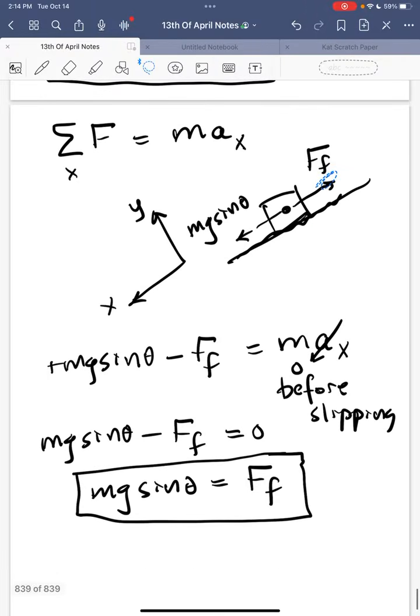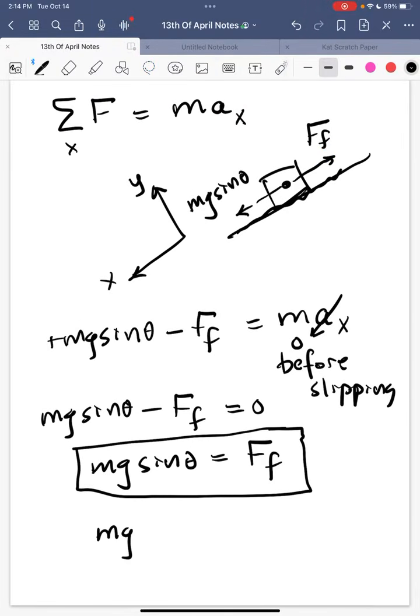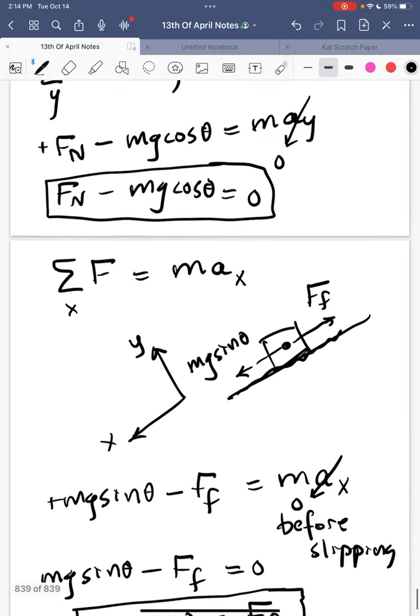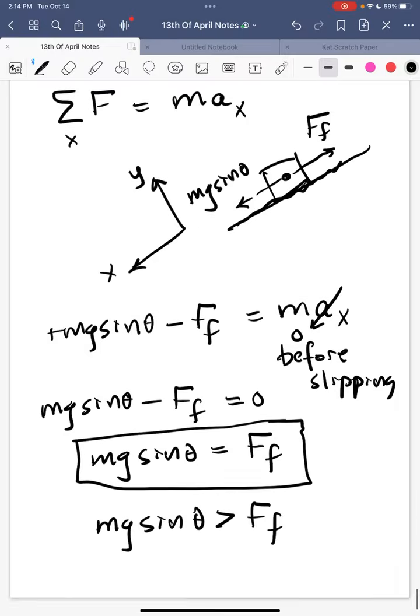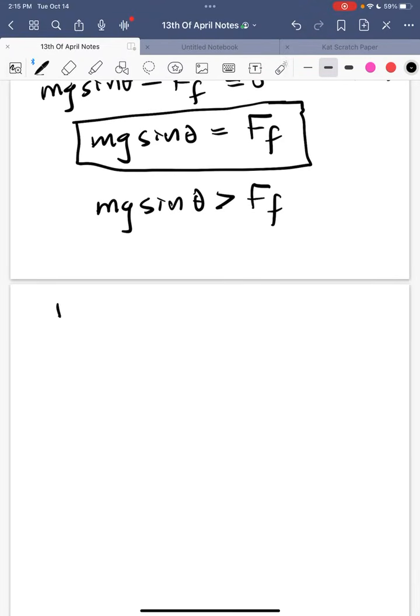So I'm going to now rewrite this equation. So as it slips, I'm going to get this: mg sine theta is just greater than the force of friction. So that's our equation. Now what I want to do is write this force of friction in a little bit more expanded form. So I'm going to say mg sine theta is greater than the force of friction, but if it's just about to move, it's going to look like this.